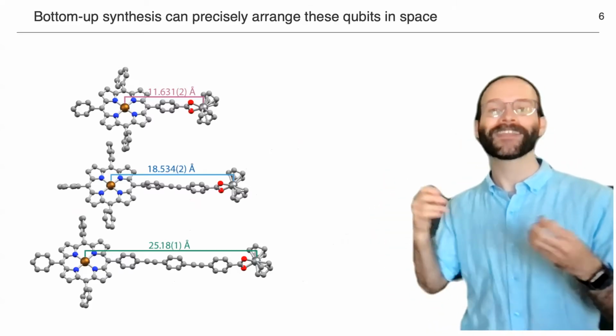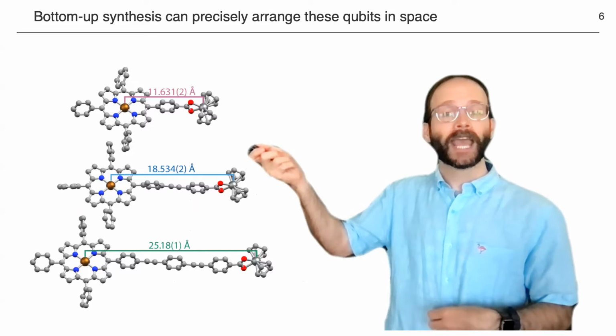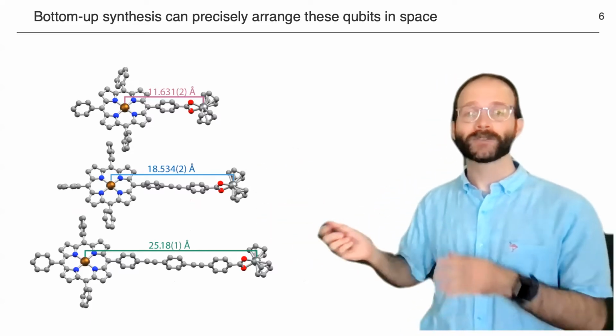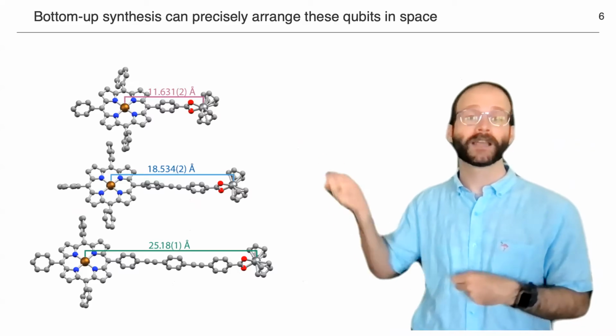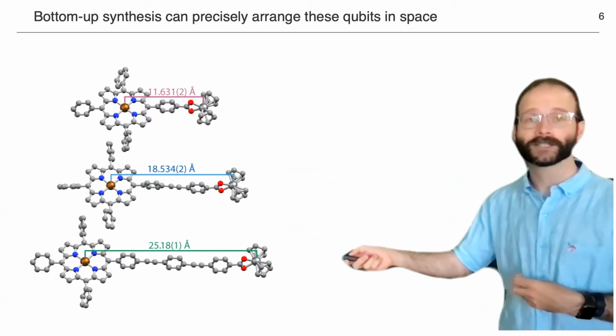But beyond the control of individual qubits, building these into molecules from the bottom up allows us to control the way that they interact with one another. And so integrating an oligophenylene-ethynylene spacer allows us to control the distance and chemical nature of the linkage between these two qubits from 11.6 up to 25.2 angstroms.